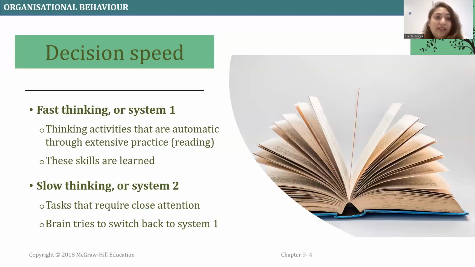So to begin with, decision-making can at times be very fast, and at times very slow. When we talk about fast thinking, these are activities that become automatic through extensive practice. These skills are also learned, whereas slow decision-making or thinking requires close attention. The brain tries to switch back to system 1 as well.